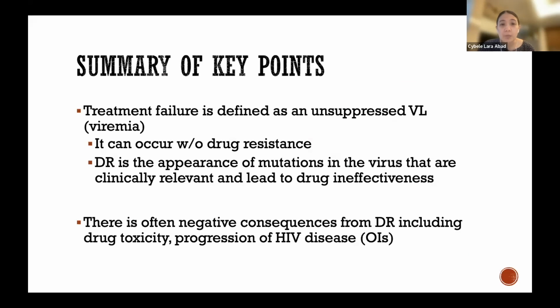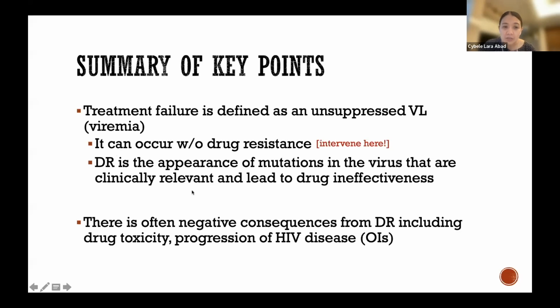Okay. So to summarize some key points, treatment failure is really defined as an unsuppressed viral load or persistent viremia above 200 copies. It can occur without drug resistance. So treatment failure is not the same as drug resistance. If you catch it early enough, and this is when you want to intervene before they develop drug resistance, you might be able to reverse the high viral load. If you tell them to just take their meds every day before they develop drug resistance, you might be able to reverse things.